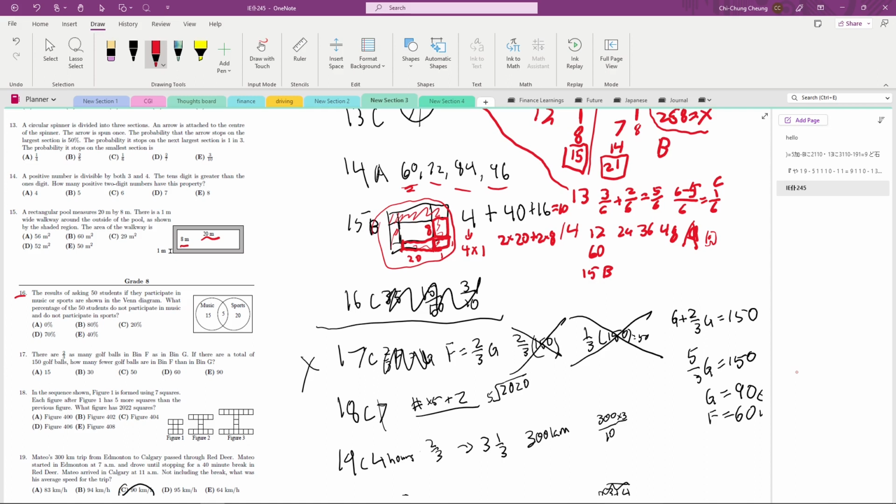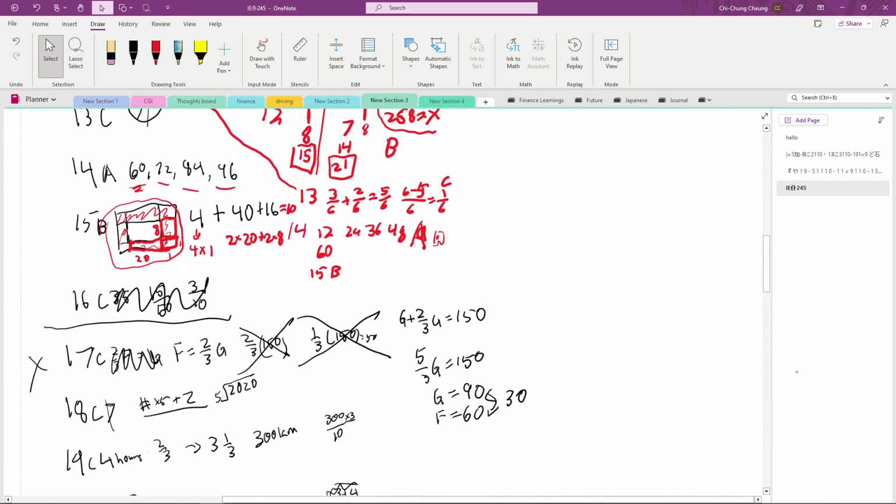16. The results of asking 50 students, you have a Venn diagram, and the question is about the students outside of this. So when I see Venn diagrams, there's a famous equation. Let me make more space over here. Okay, here's 16.